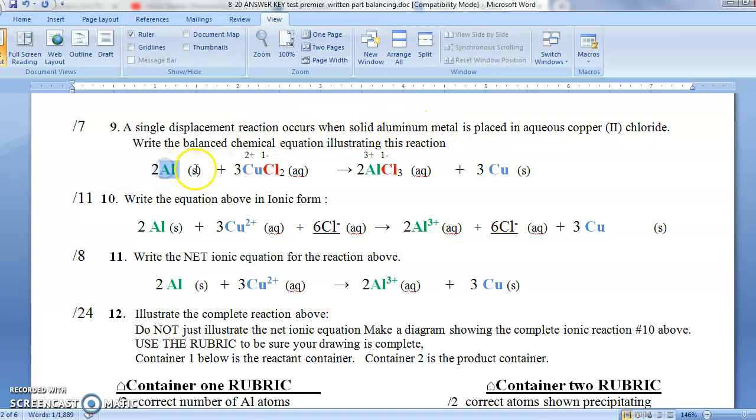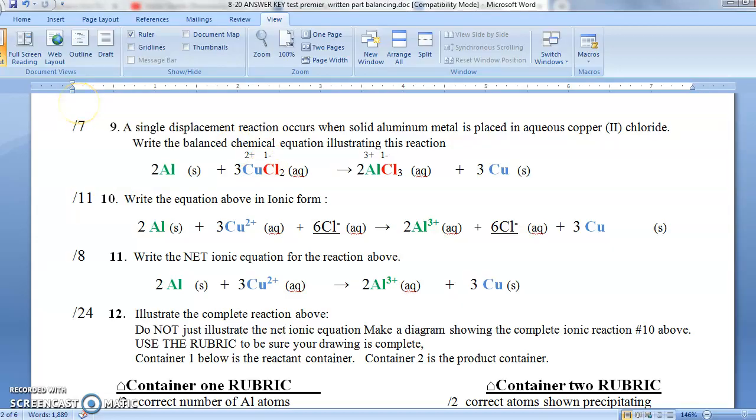There's aluminum. It's solid. We're dropping that in aqueous copper(II) chloride. Aqueous copper(II) is telling us that the copper is 2 plus. We know the chloride ion, as we've talked about a lot already, is 1 minus. Chloride is a halogen. The chlorines are in the halogen family, Roman 7, group 17. Roman 7 needs one more to get 8. They start with 7 valence electrons. They need one more to get 8.